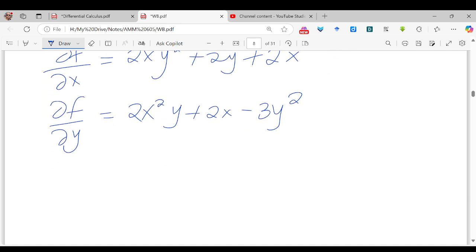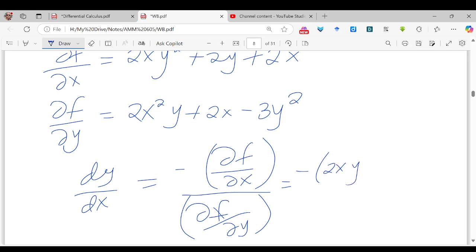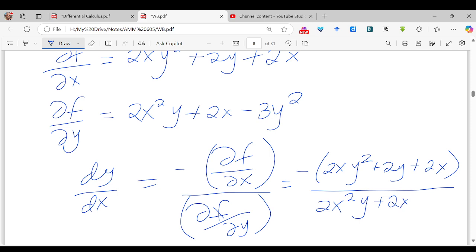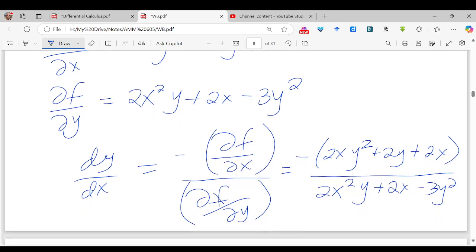So now dy/dx is equal to minus the partial derivative of f with respect to x divided by the partial derivative of f with respect to y. So we have minus 2xy squared plus 2y plus 2x, divided by 2x squared y plus 2x minus 3y squared, which is the derivative of the given implicit function. So it is very easy.